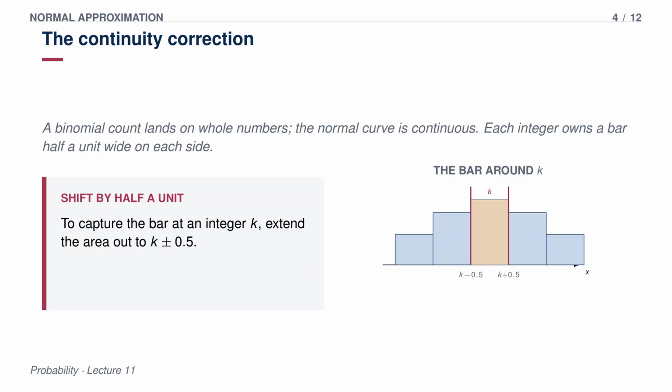The normal curve is continuous. It lives on every decimal in between. So we have to decide how a smooth curve covers a discrete bar. And here's a picture I love for it. Think of the counts as floor tiles in a hallway.